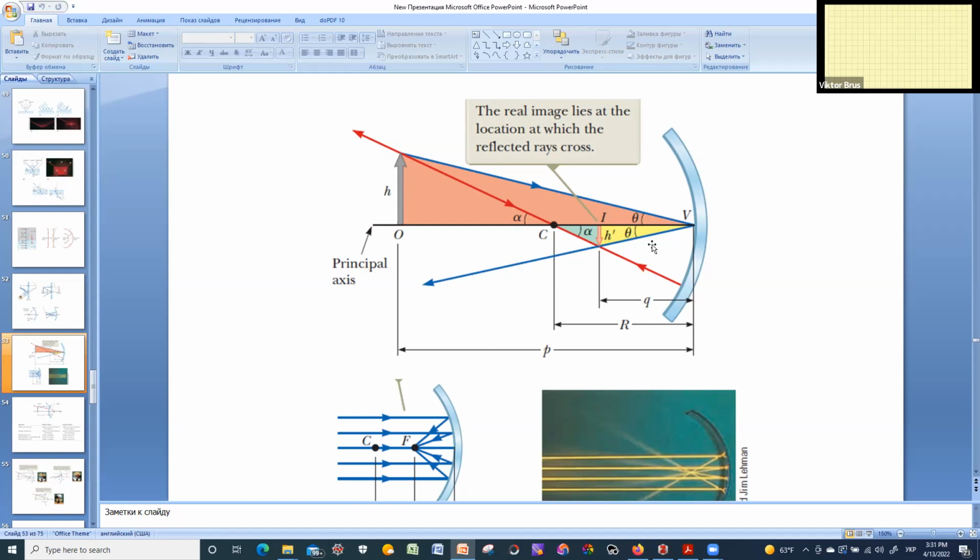So now let us try to extract from this schematic representation of image formation in a spherical mirror an equation, which will be called the mirror equation and will help us to analyze image formation of objects in spherical mirrors, depending on the features of the spherical mirror itself, and also depending on the position of the original object with respect to the mirror.